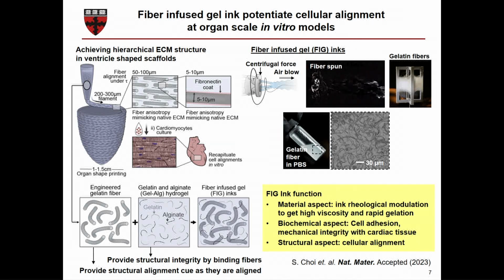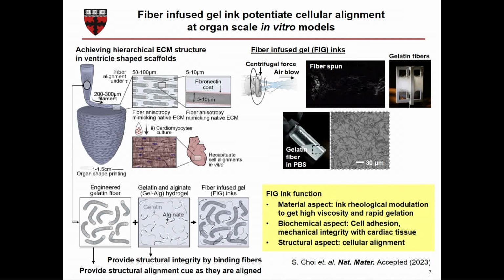In our lab, we have a focus rotary jet spinning to spin these fibers. You can simply imagine a cotton candy machine. You get cotton candy from a sugar solution. Instead of sugar solution, we use a gelatin solution, and we also use an air blow so that we can collect the gelatin fiber into a fabric shape.